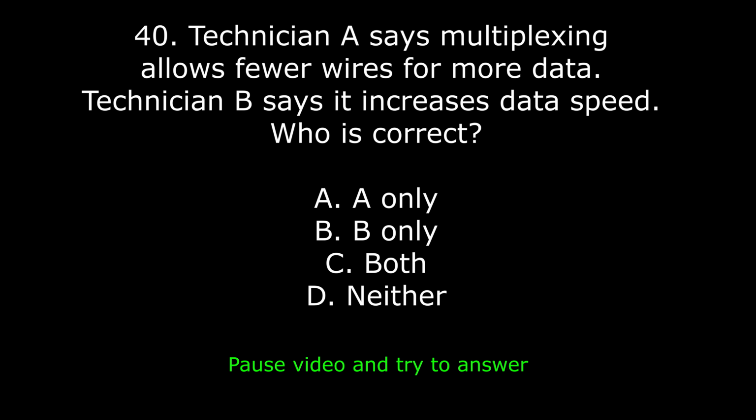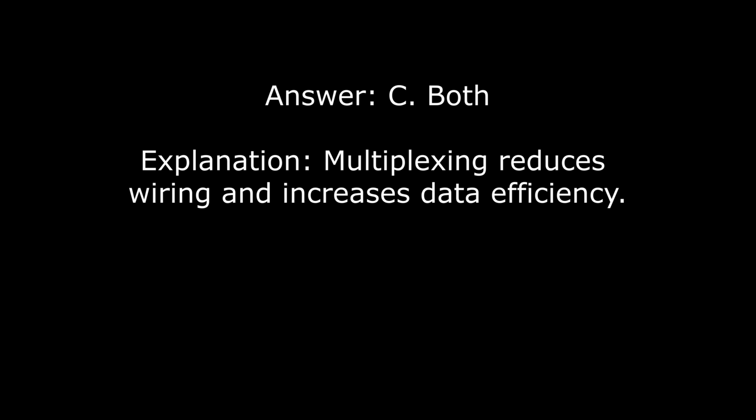40. Technician A says multiplexing allows fewer wires for more data. Technician B says it increases data speed. Who is correct? A. A only, B. B only, C. Both, D. Neither. Answer: C. Both. Explanation: multiplexing reduces wiring and increases data efficiency.